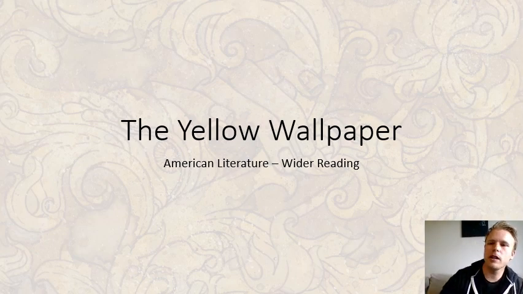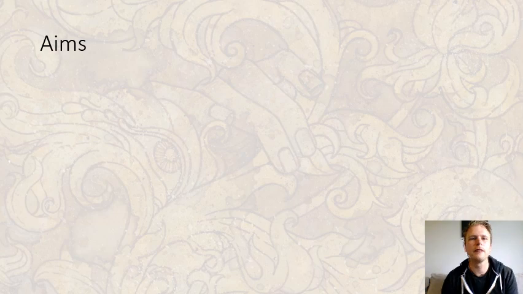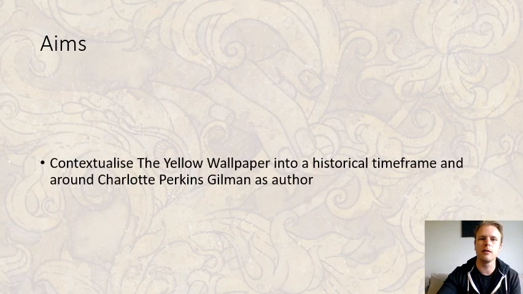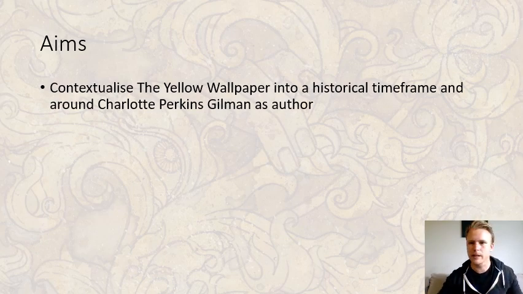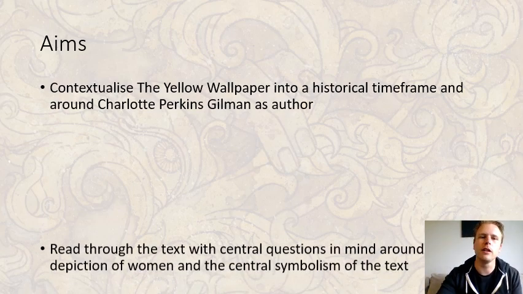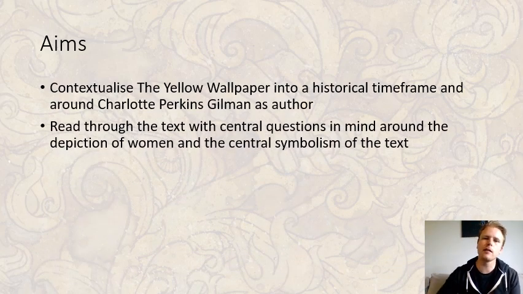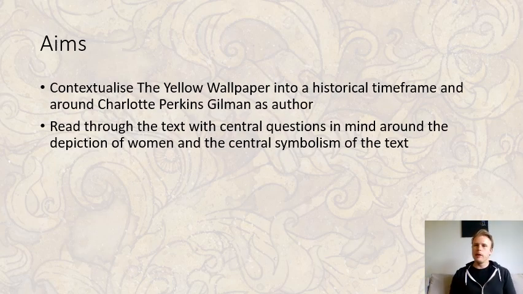So with The Yellow Wallpaper, in terms of the plan for today, the first thing we need to do is contextualize this. So place her as an author within her time frame and think about the wider context she's part of in terms of American literature at that point in time. Once we've done that, we can move into actually reading through the text and thinking about central questions in terms of the depiction of women and the central symbolism within the text.